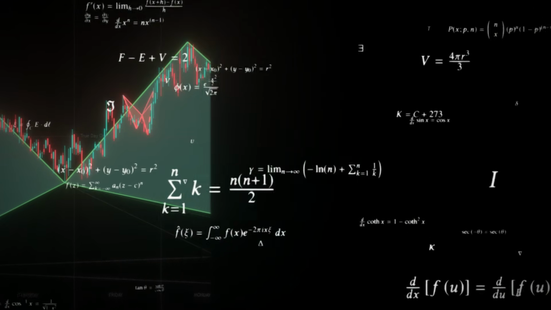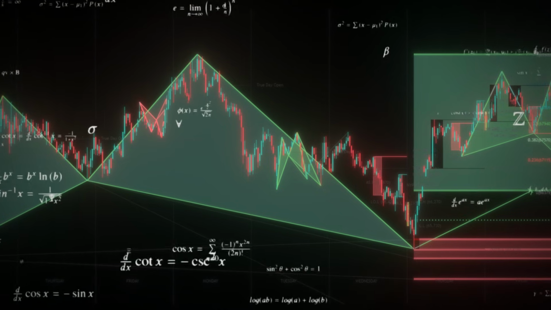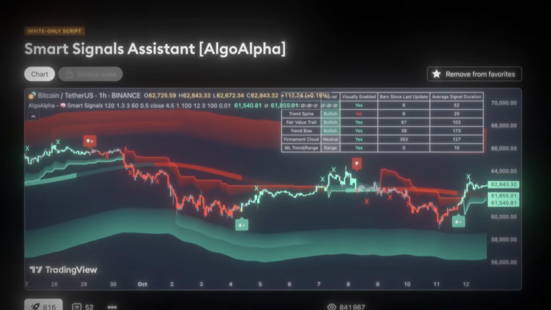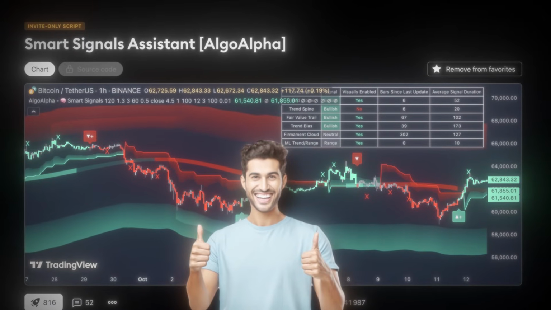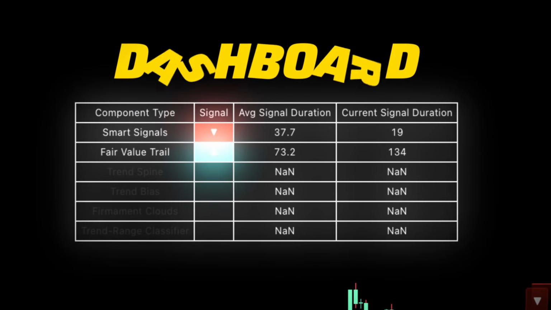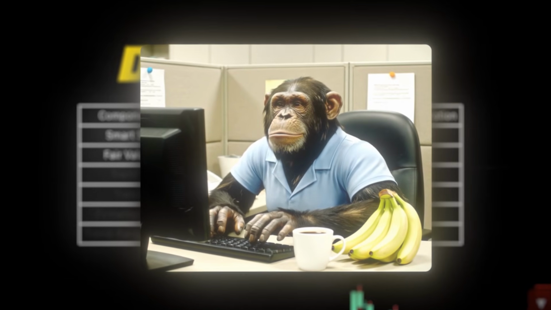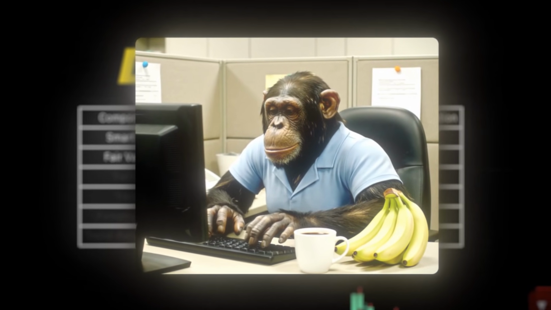You're probably familiar with the problem. Your chart is overloaded with signals, indicators, and conflicting alerts. It becomes hard to tell what's important. That's where Smart Signals Assistant version 2.0 comes in. It's a clean, customizable trading dashboard designed to bring order to the chaos. Let's walk through exactly how it works and how each part helps you trade more clearly and confidently.